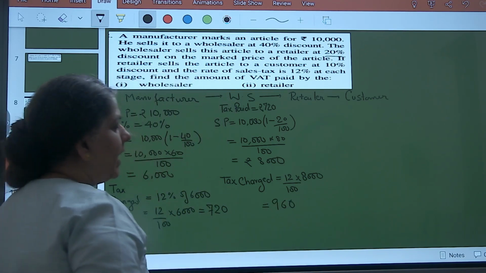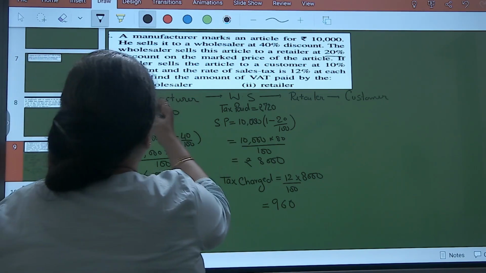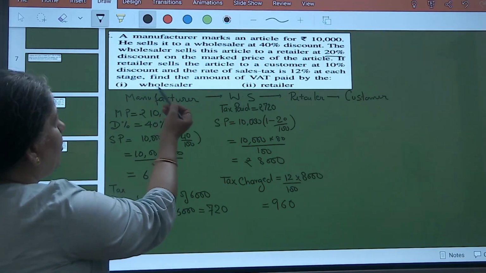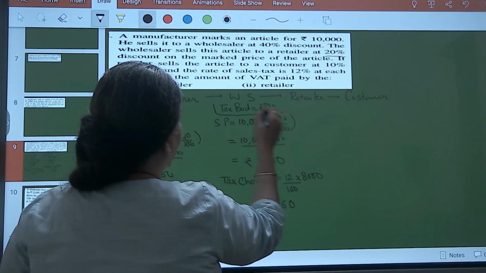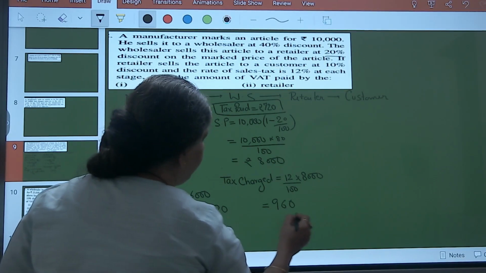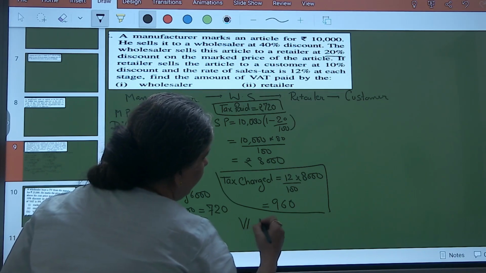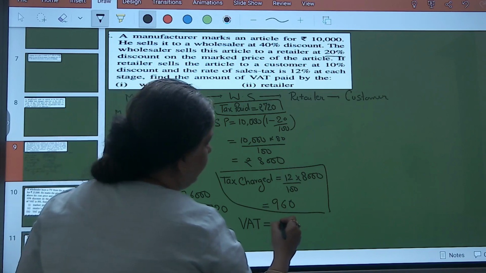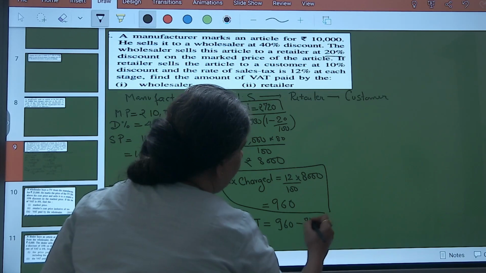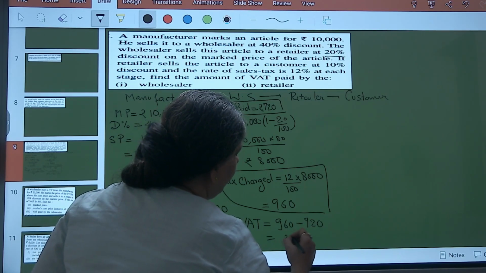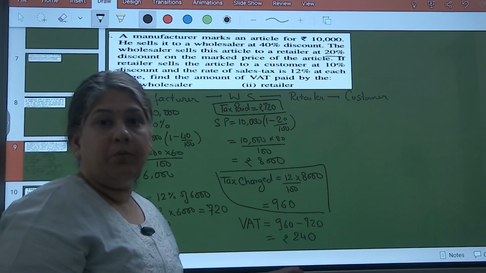This comes out to be 960. So the difference of tax charged and tax paid will give you VAT, and this will come out to be the first part of the answer, that is VAT paid by the wholesaler. So this is tax paid and this is tax charged. So we'll find VAT paid by the wholesaler. This will be 960 minus 720. This will come out to be rupee 240. So VAT paid by the wholesaler is rupee 240.